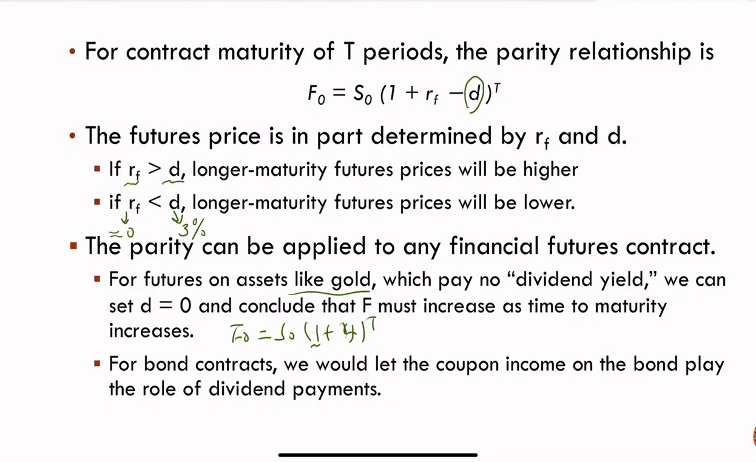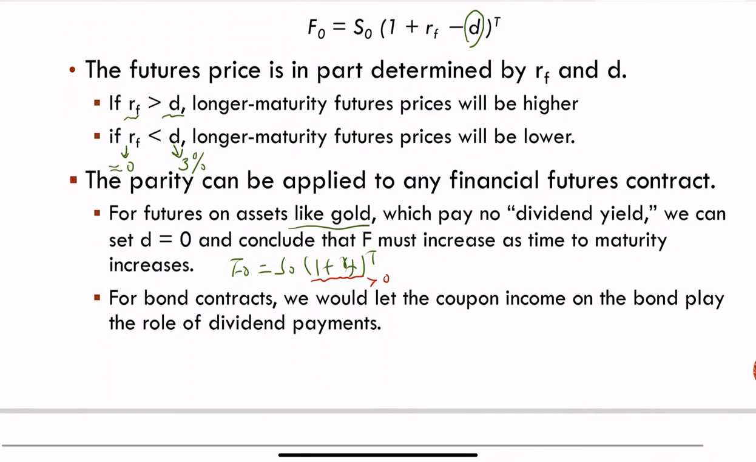Now you can see that, okay, let me use a different color. You can see that 1 plus RF is always larger than 0. Sorry, I should not say larger than 0, because in certain European countries, the risk-free rate is actually negative. But generally, in most cases, 1 plus RF is positive. So this basically means that the gold futures price will be higher if its maturity increases.